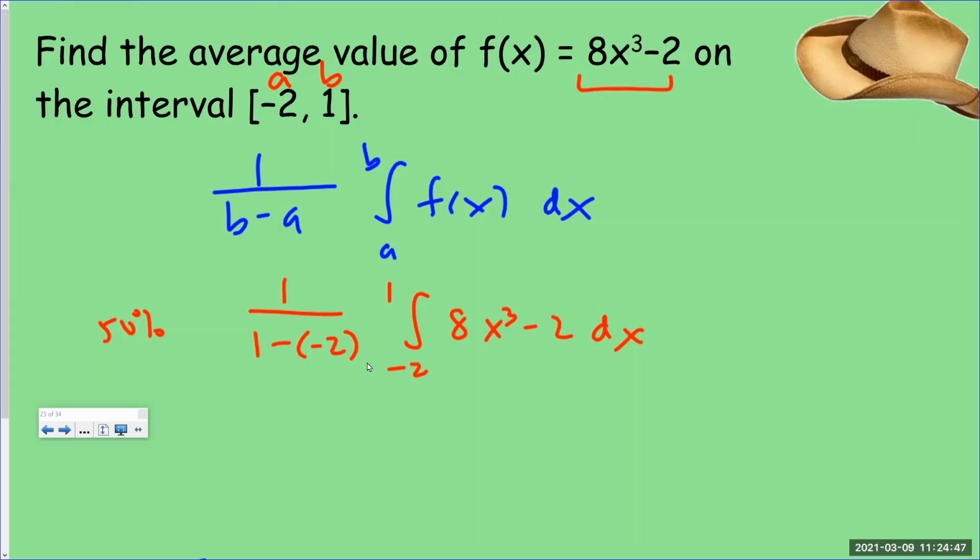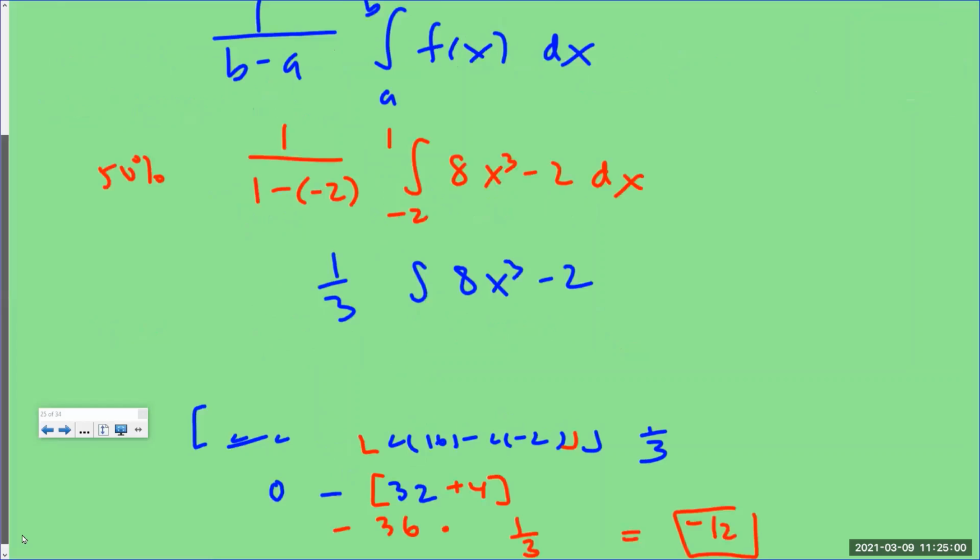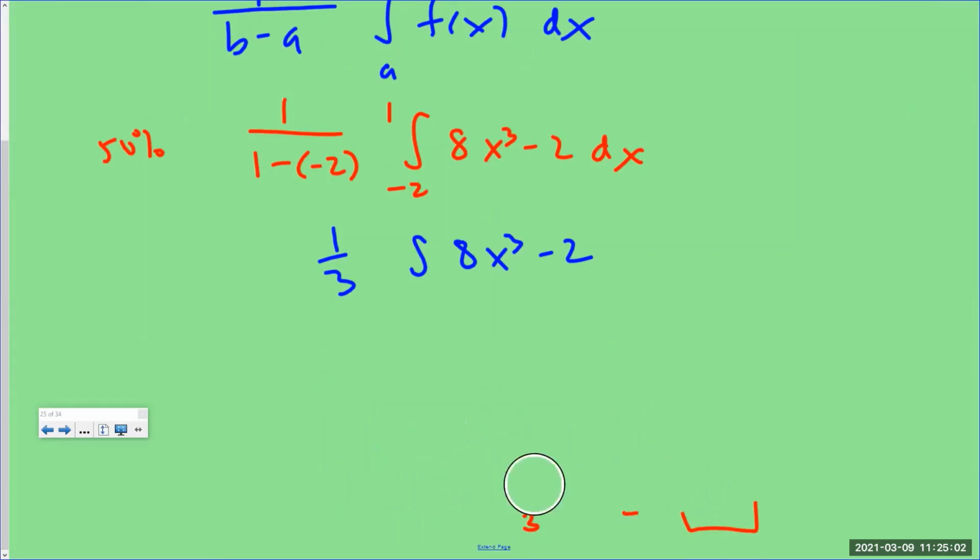What else was I going to say about this? I think that's it. If you didn't have at least this, you got nothing. Okay. All right. So this is going to be 1/3 the integral of 8x cubed minus 2, and you want to take the integral of this. Okay. So guys, when you take the integral, you want to ignore the negative 2 and the 1. You want to ignore the limits first. So you just want to take the integral here of this blue part.